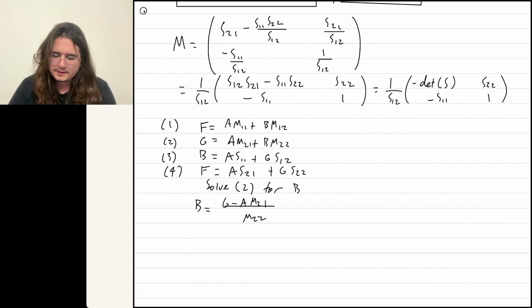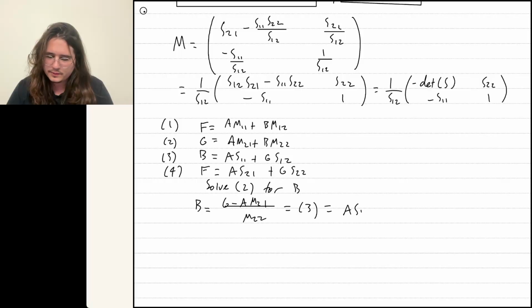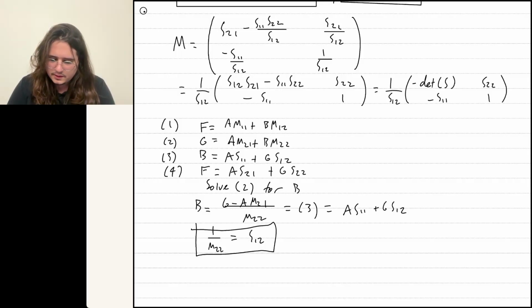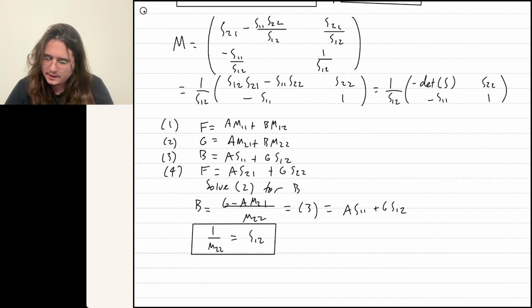And then set this equation now equal to 3, so A S11 plus G S12. Comparing stuff attached to G, on the left-hand side we've got 1 over M22. On the right-hand side, we've got S12. There's an equation, a really gross-looking one. And then the stuff attached to A on the left-hand side is minus M21 over M22. On the right-hand side, it's S11. There's an equation.